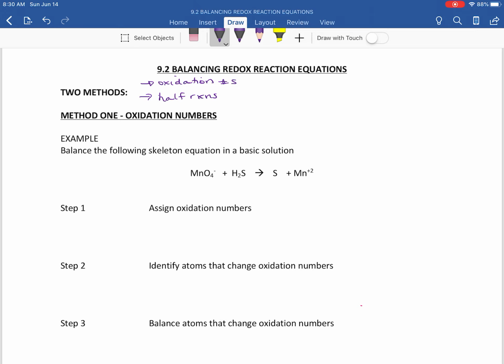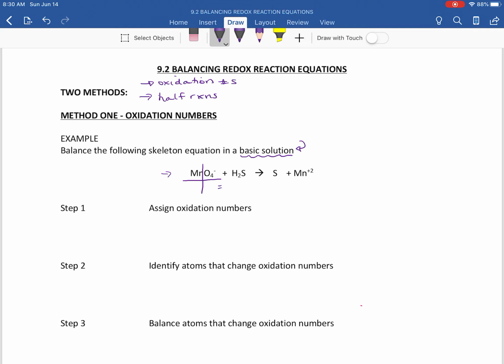All right, so our situation is we're going to be dealing with a basic solution, and I'll show you the differences of that in just a moment. And here is the equation that we're going to be dealing with right now. So first things first, we're dealing with oxidation numbers, and you've got to assign an oxidation number to each atom in this equation. So let's just go through and remind ourselves how to do this.